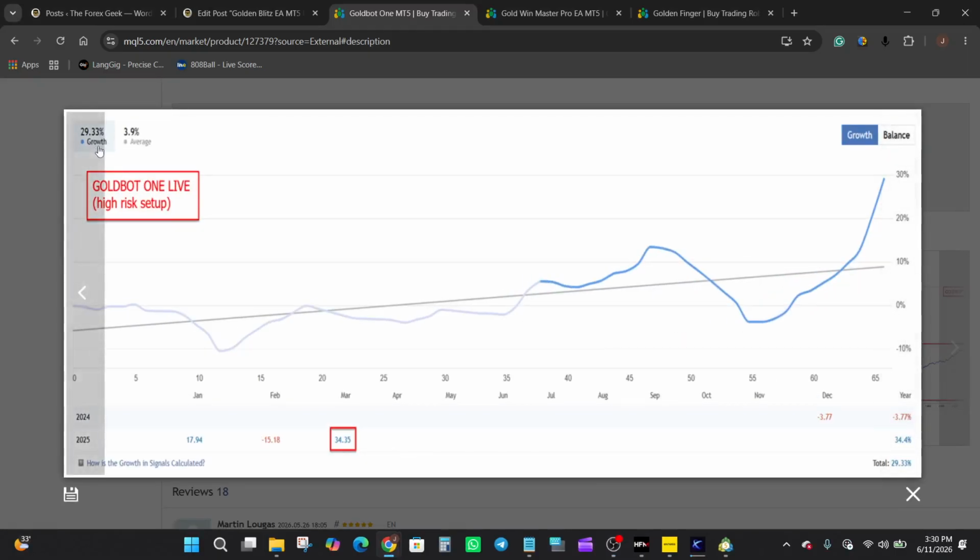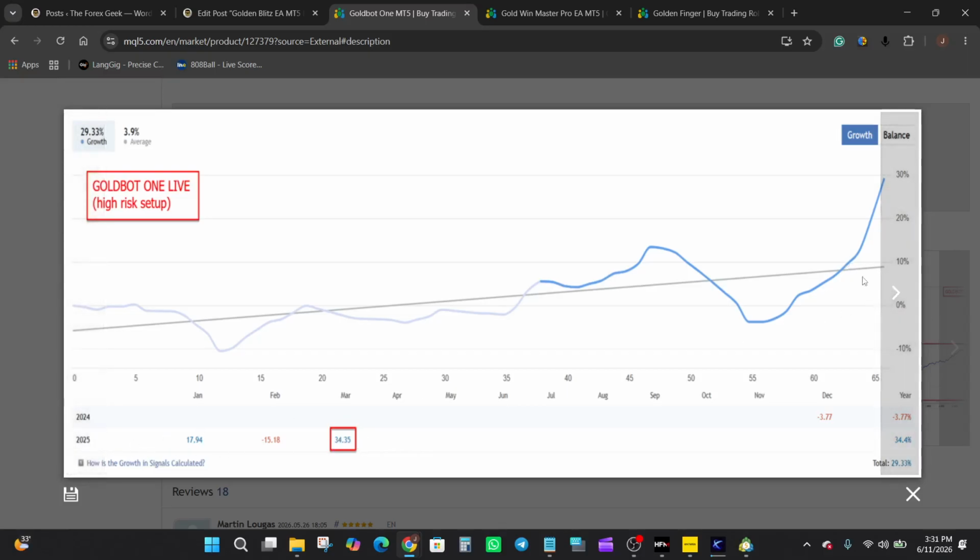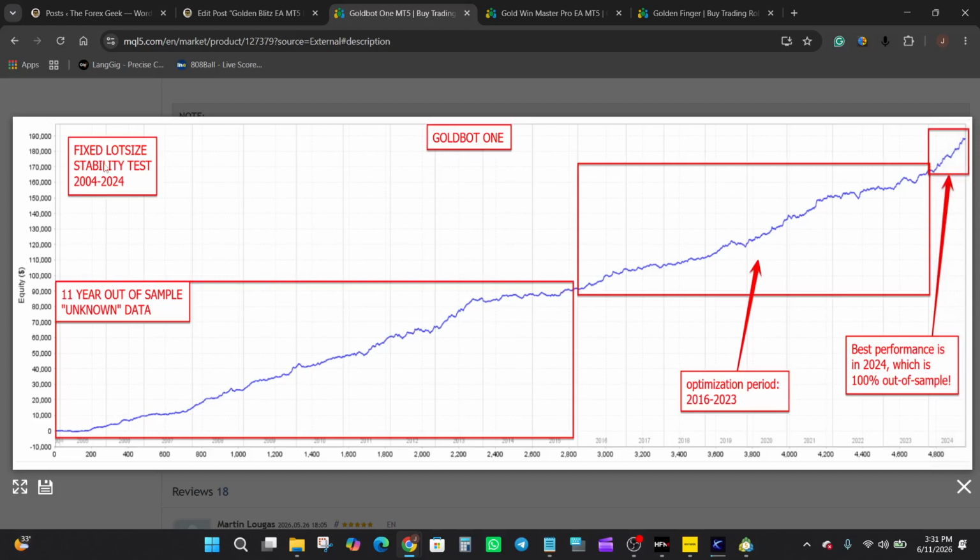We can see a growth of 29.33% over about 4 months. This was December 2024 to March 2025. And we can also see here a fixed lot size stability test from 2004 to 2024, and this was 11-year out of sample, unknown data. Optimization period was 2016 to 2023. The best performance is in 2024, which is 100% out of sample.